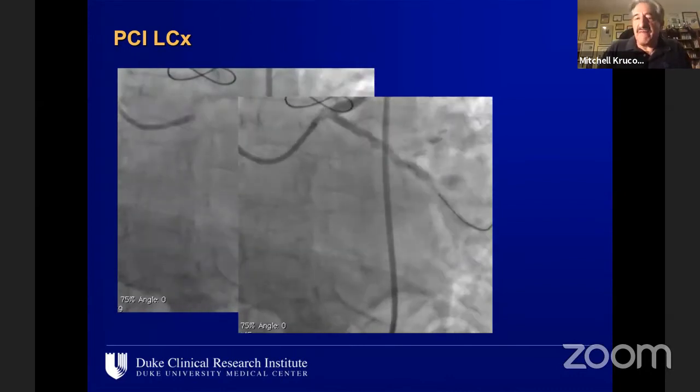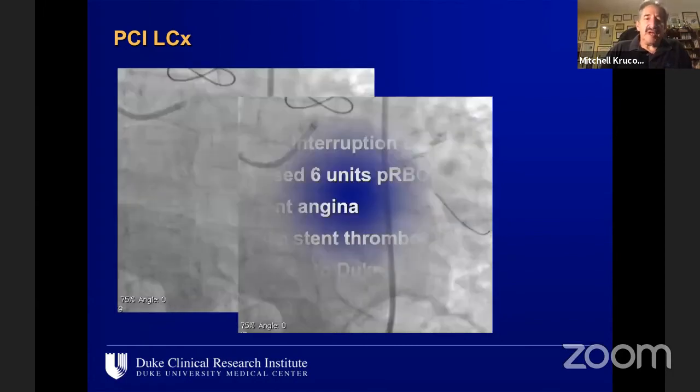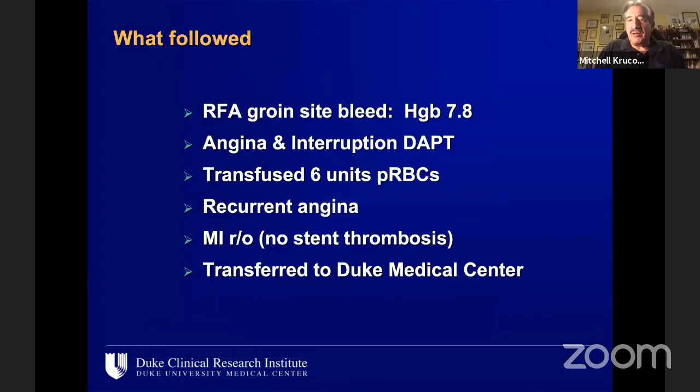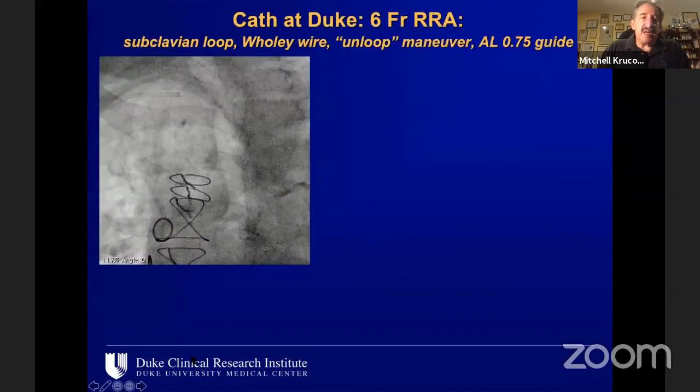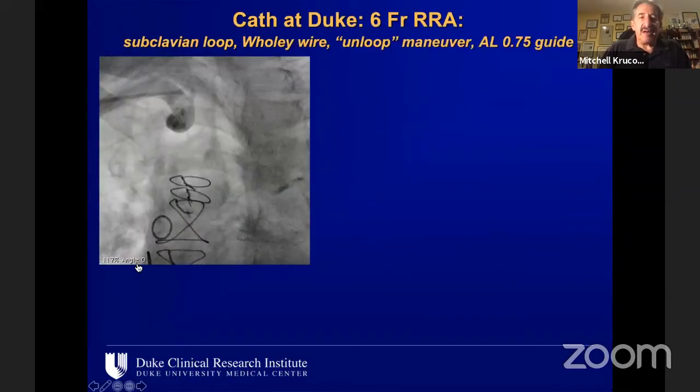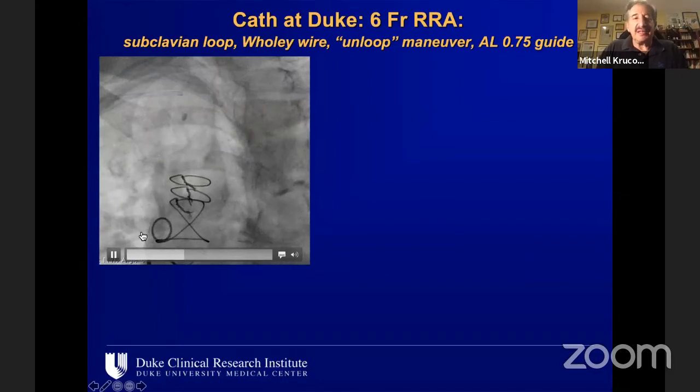Working from her right femoral artery that night, she bled into her leg, dropped her hemoglobin to 7.8, had angina. Her dual antiplatelet therapy was interrupted. She was transfused 6 units of packed red cells. She had recurrent angina even post-transfusion. Interestingly, an MI was ruled out, and it was not imputed that she had stent thrombosis, but she was transferred to Duke Medical Center.